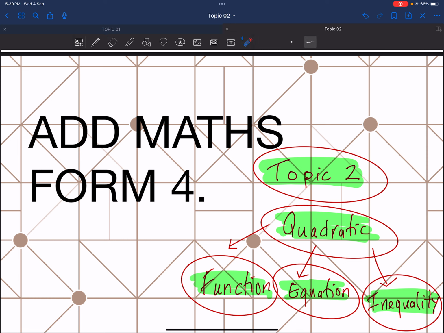Today, Topic 2, Quadratic. In this topic, there are three subtopics: quadratic function, quadratic equation, and quadratic inequalities. I'm going to start today with quadratic inequalities.